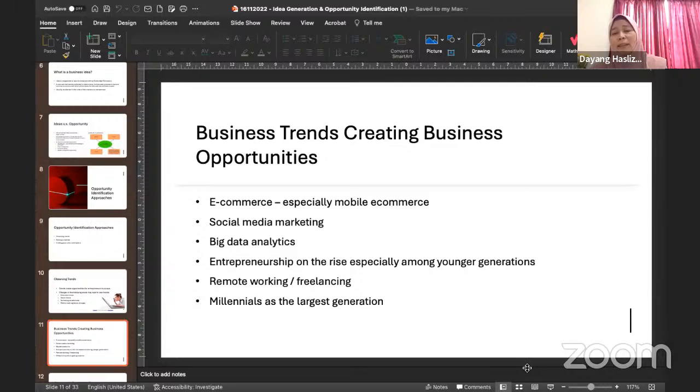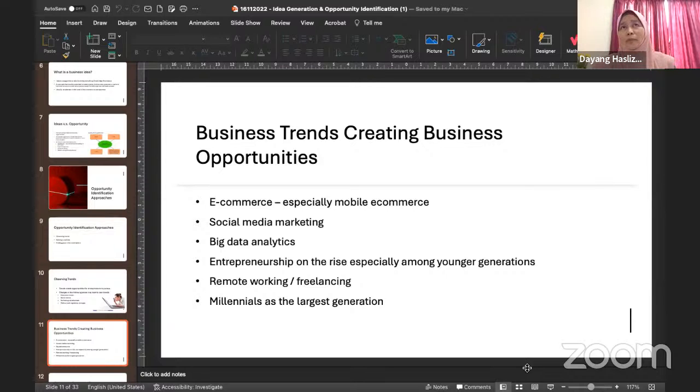Business trends, creating businesses. For example, e-commerce has been on the rise. E-commerce has been around even before the pandemic, but during the pandemic it skyrocketed. And even after the movement control order, even after the pandemic, I don't know, are we still in the pandemic or are we out of it yet? Especially mobile e-commerce, the trend is there.